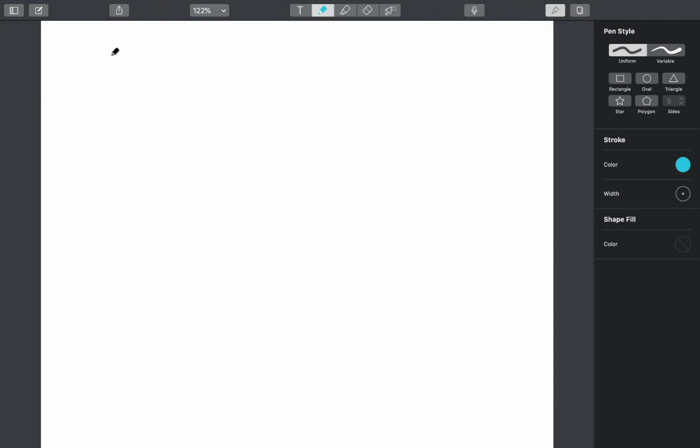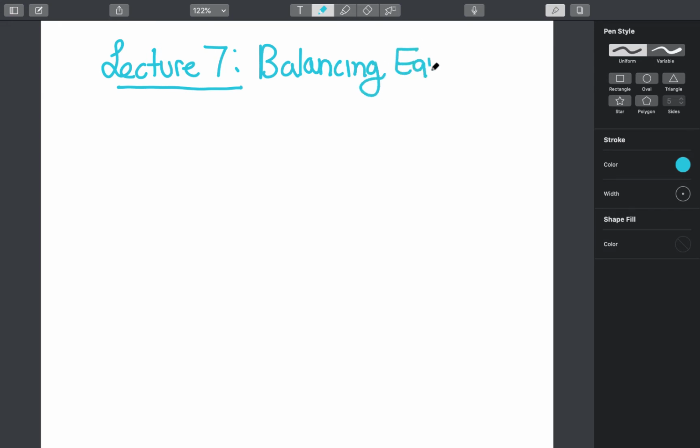So today we are going to be starting lecture 7, and lecture 7 is going to be dealing with balancing equations. So we're going to be talking about the balancing of chemical equations. This is a very fundamental skill in chemistry. A lot of chemistry that you're going to do relies on this skill, and this is actually arguably where the true chemistry begins in general chemistry.